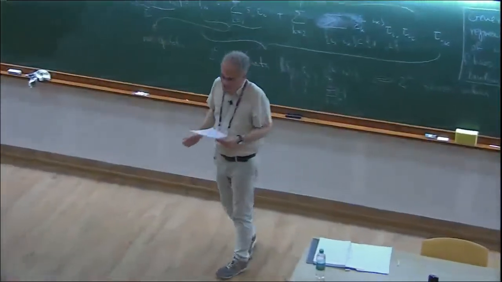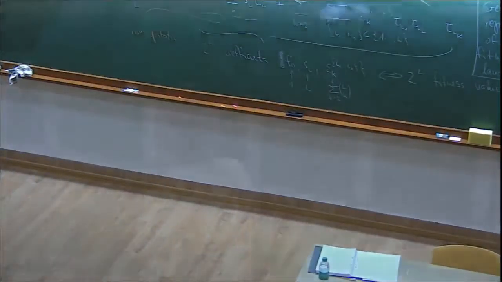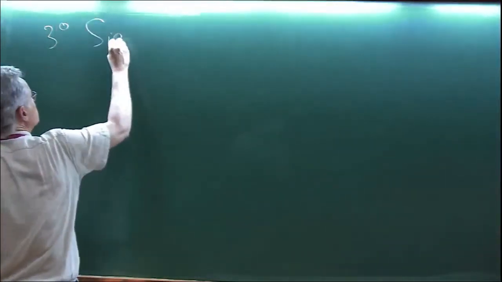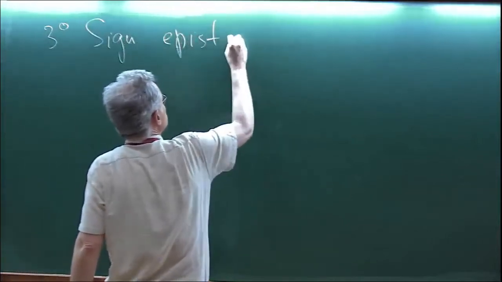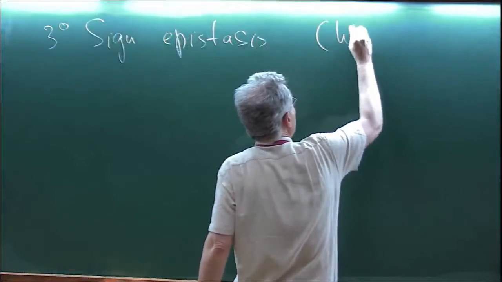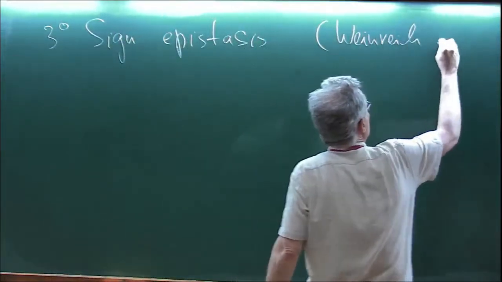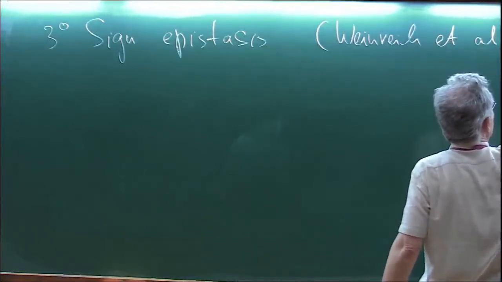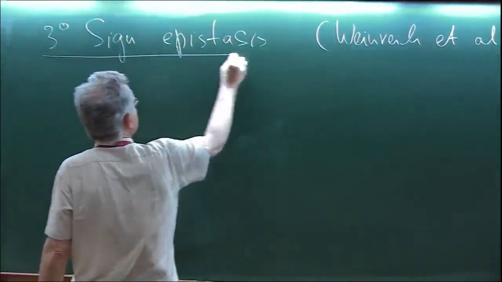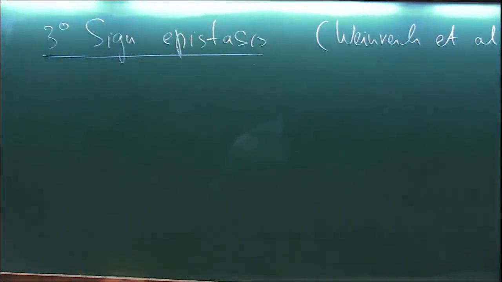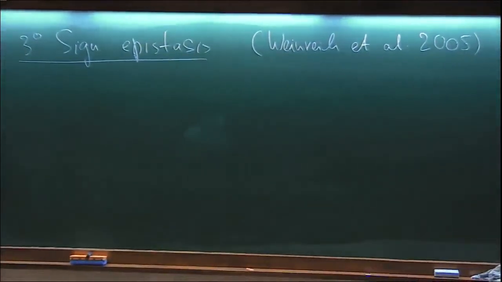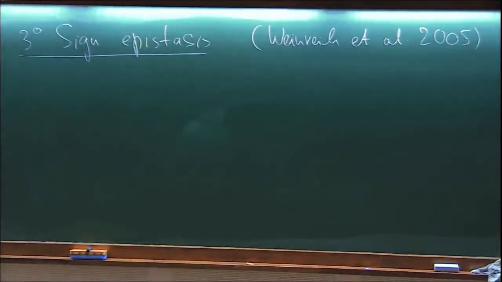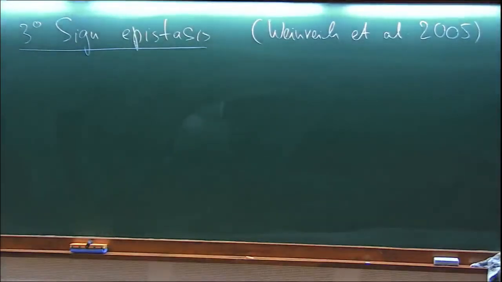I should say the term epistasis is very old. It was introduced more than 100 years ago in genetics. But this concept of sign epistasis is actually quite recent, and it goes back to a paper by Dan Weinreich and collaborators from 2005. The idea is quite simple. I told you the general definition of epistasis is that the effect of a certain mutation is not independent from the effects of other mutations. So there's some interaction. Now, sign epistasis means that this interaction is such that the sign of the effect changes.